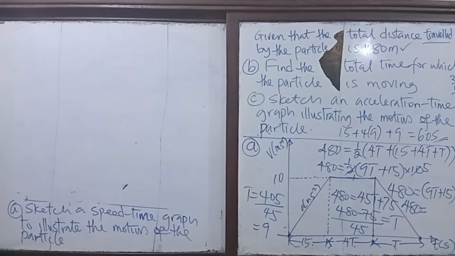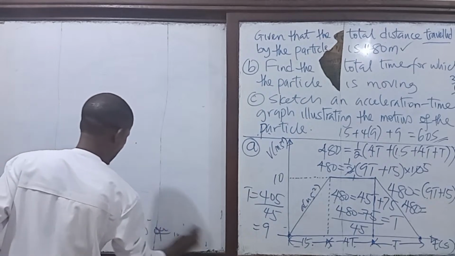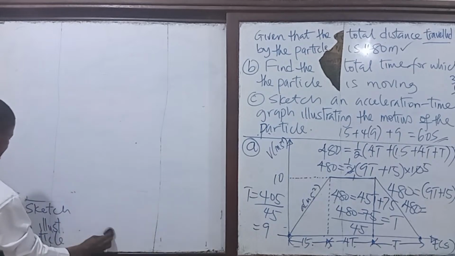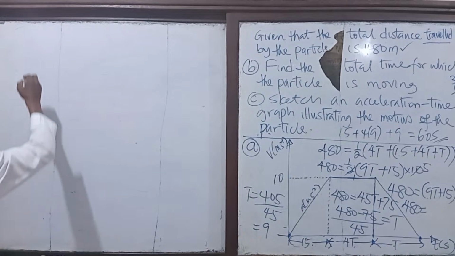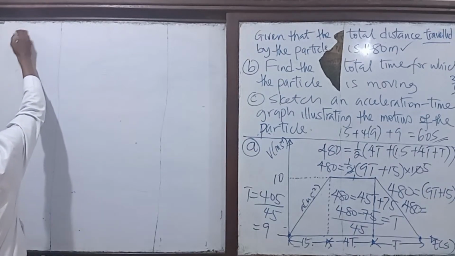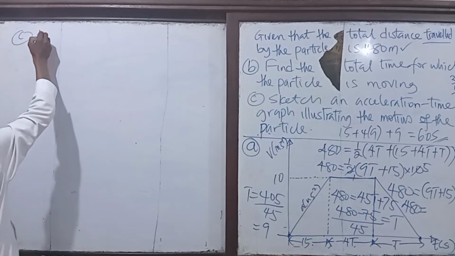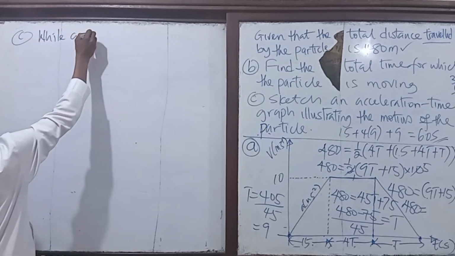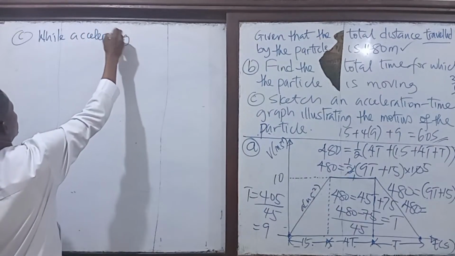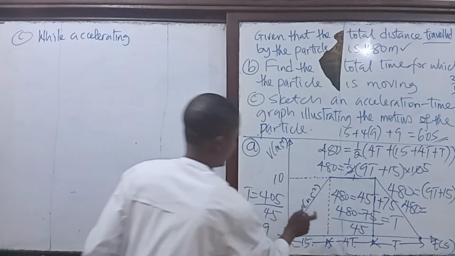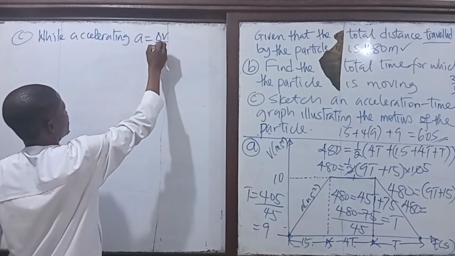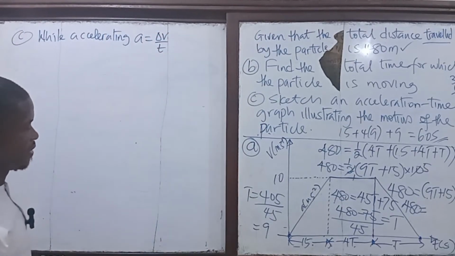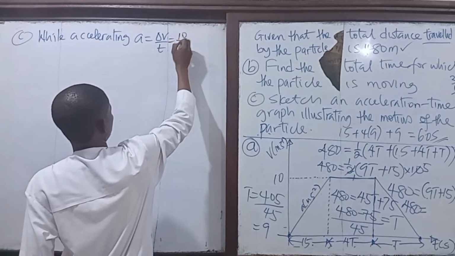And then before we can do the C parts, before we can do the sketching, we need to get the acceleration when it's accelerating. Let's get the acceleration at the first stage, and that will be equal to what? A equal to change in velocity over t, and that's 10 over 15.